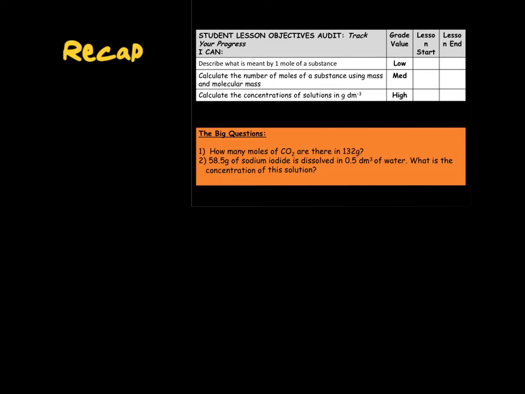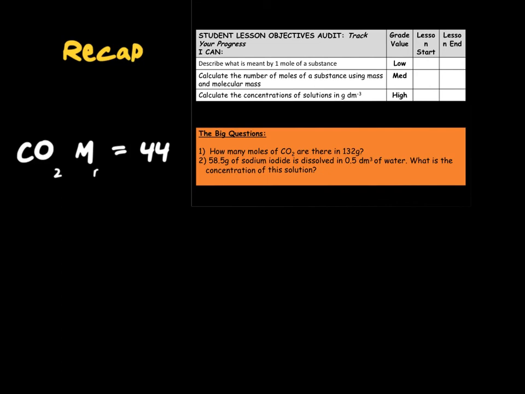So in this tutorial video, we have looked at what is meant by 1 mole of a substance. We have calculated the number of moles of a substance using mass and molecular mass, and we've calculated the concentrations of solutions in grams per dm cubed. Our 2 big questions today were how many moles of CO2 are there in 132 grams, and 58.5 grams of sodium iodide is dissolved in 0.5 dm cubed of water. What is the concentration of this solution? I want you to work out these 2 questions now. To help you, the Mr of CO2 is 44.